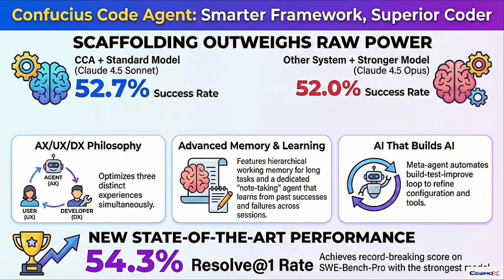Okay, let's unpack a paper that dropped, I think it was back in December 2025. It's from researchers at Meta and Harvard. That's the one. Confucius Code Agent. Right.